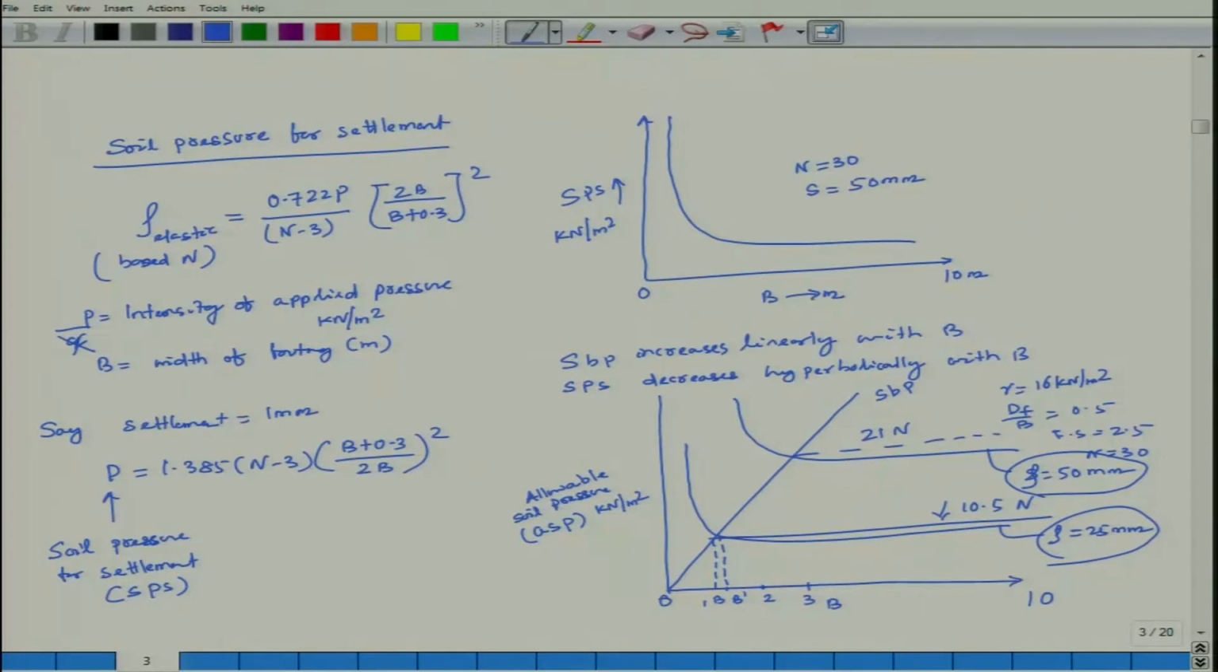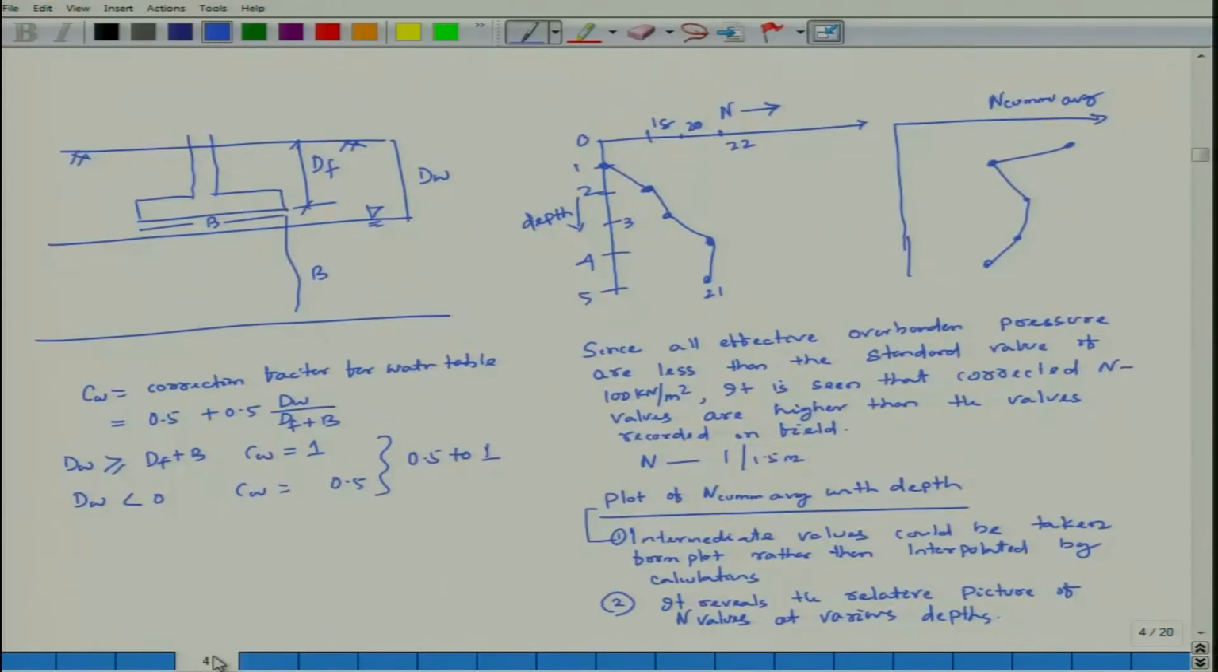So allowable soil pressure in kilonewton per meter square comes with 10.5 N as well as 21 N. Then the correction factors, the water table correction factor, I also discussed. Then why do we take the N cumulative average? N is the SPT N value, and we take the cumulative average because the intermediate values can be taken from the plot rather than interpolated, and it reveals the relative position of N at various depths. That is the advantage of taking N cumulative values.